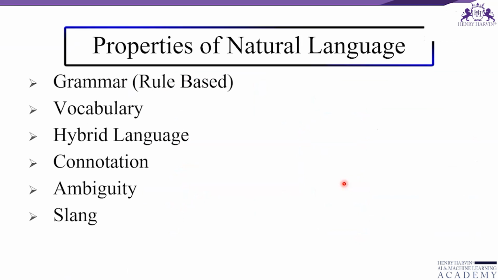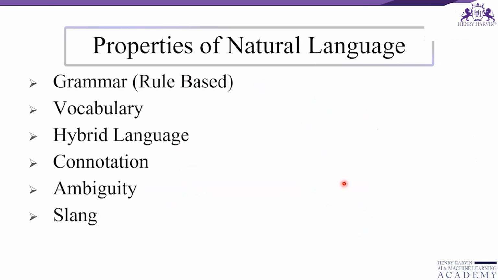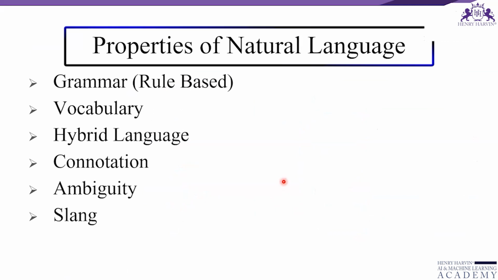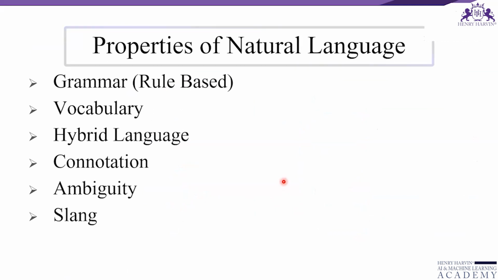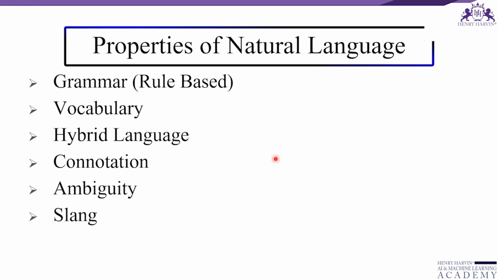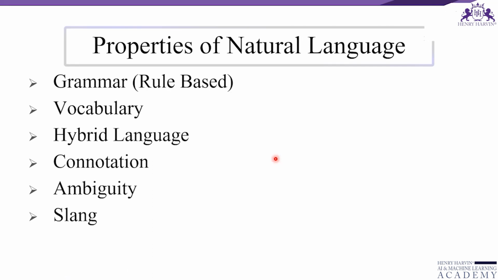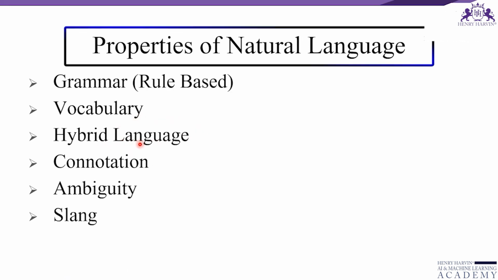As I told you, NLP is a branch of AI that helps computers understand, interpret, and manipulate human languages like English or Hindi to analyze and derive their meaning. It also helps developers organize and structure knowledge to perform tasks like translation, summarization, named entity recognition, all those kinds of things, right? Let us understand the properties of natural language. It could be related to grammar, which is basically rule based, and the second one is about vocabulary and hybrid language. The fourth one is connotation.